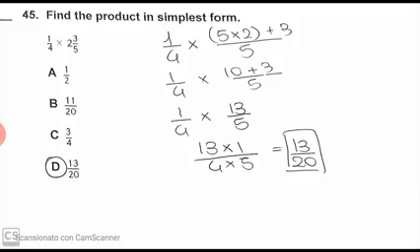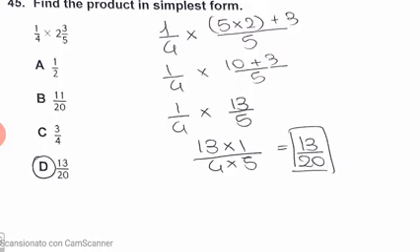Now we make numerator times numerator over denominator times denominator. So we make 13 times 1 over 4 times 5. 13 times 1 is equal to 13. 4 times 5 is equal to 20. So the result is 13 over 20. So the answer is D.